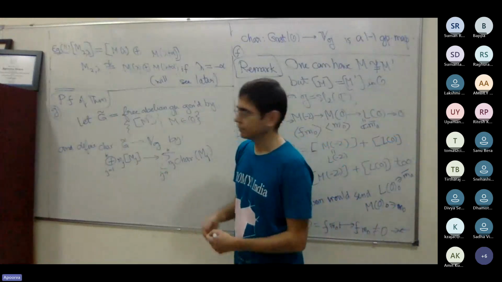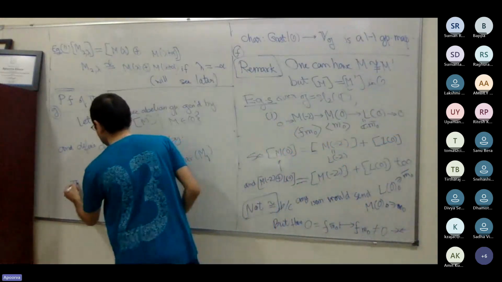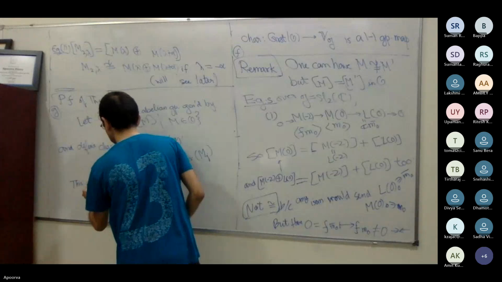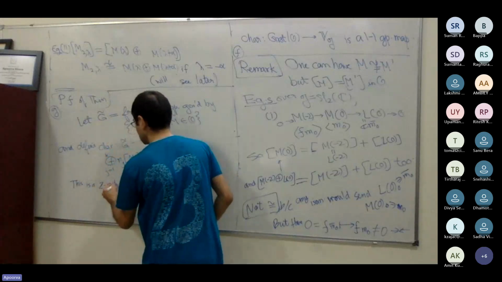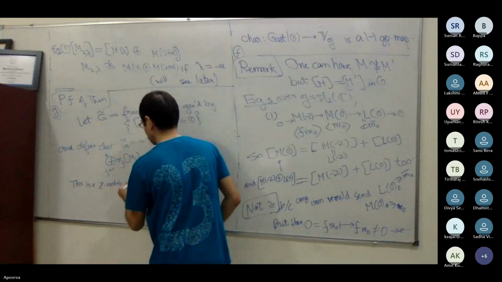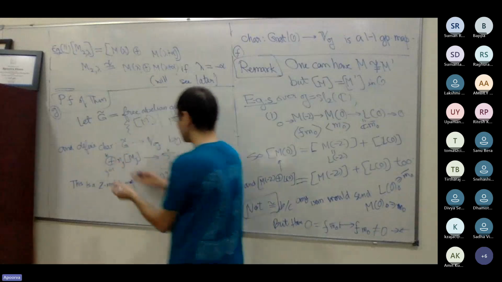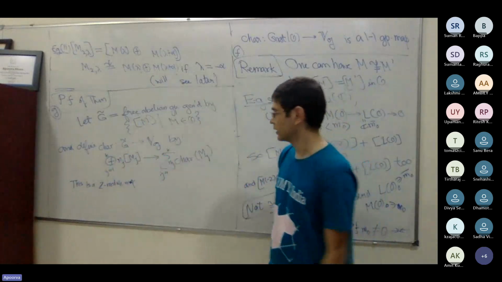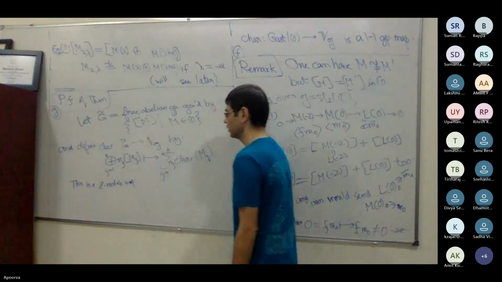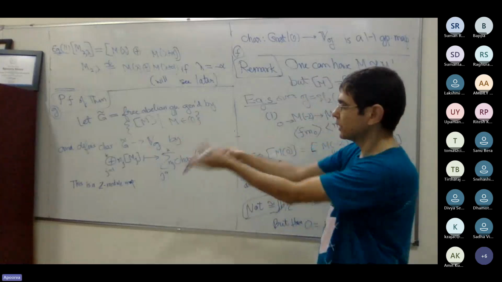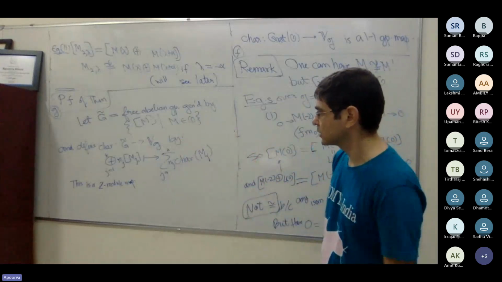This is clearly a group map, almost by definition itself. Take some integer combination, you add them. There's nothing else to say.